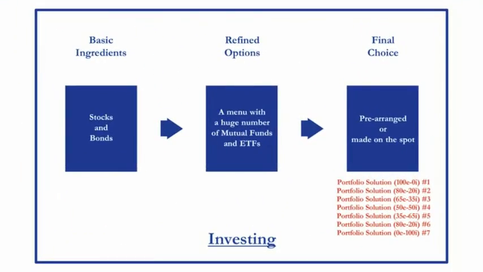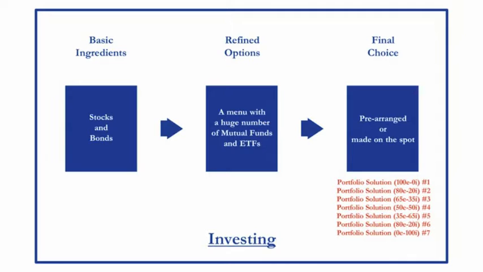There you finally have it, the chart adapted for investing. As you can see, it's the exact same thing as before. We have some basic ingredients. In the middle, we have some refined options. And finally, at the end, we have a final choice. Our basic ingredients in this case are stocks and bonds.